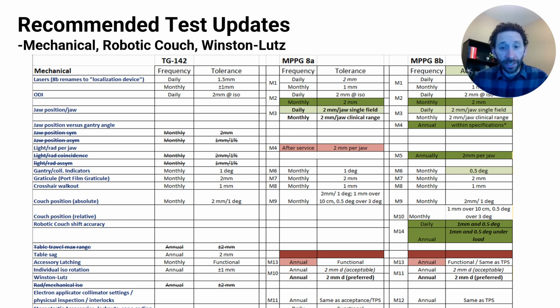Different things within the mechanical testing. You can see ODI is an interesting one. I like to think through this. There was a publication by Ford et al. that looked at the sources of errors, the probabilities of errors, and what can be most effective at catching errors. And ODI is still on that list. Is the SSD different on the patient? It's a good way to catch errors clinically. So that is noted as a monthly test, both in 8A and 8B.